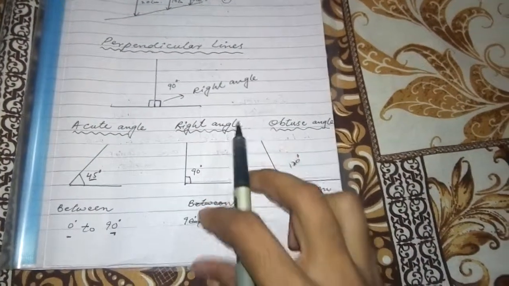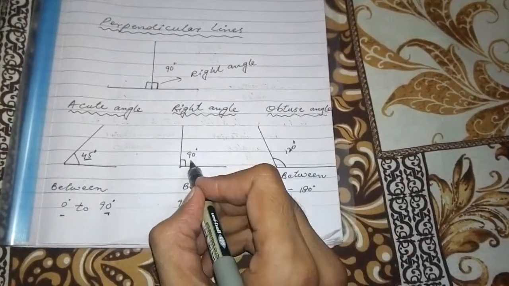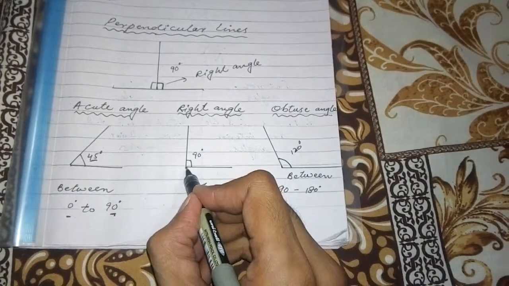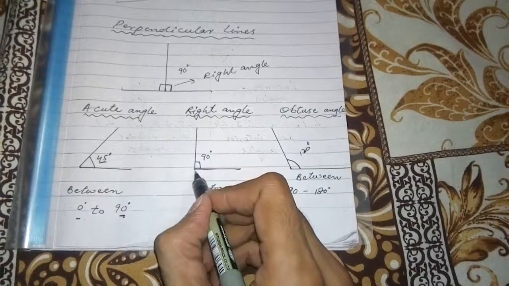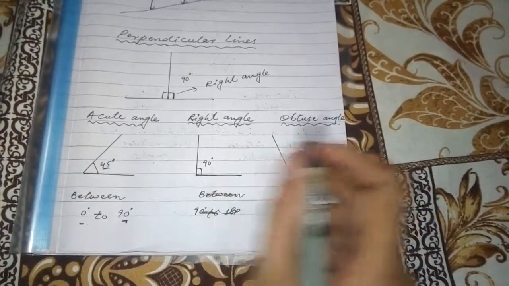Right angles. Right angles are those angles which are of 90 degree. So all the 90 degree angles are known as right angles.